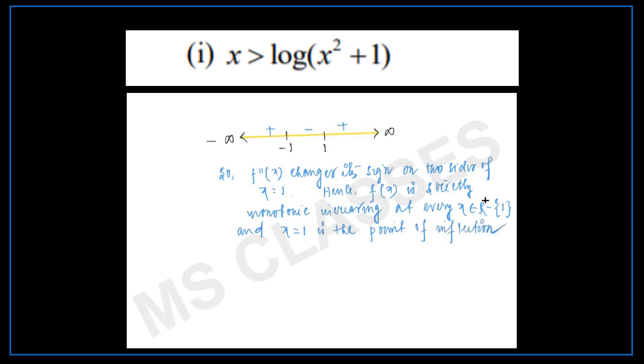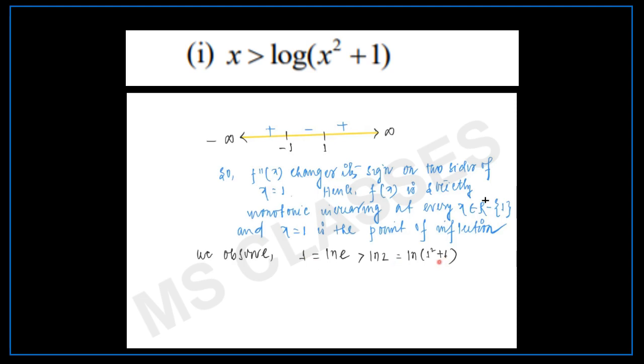Is the point of inflection. We observe 1 equal to ln e, greater than ln 2, equal to ln of 1 square plus 1. So at 1, what we observe is that 1 is greater than ln of 1 square plus 1.